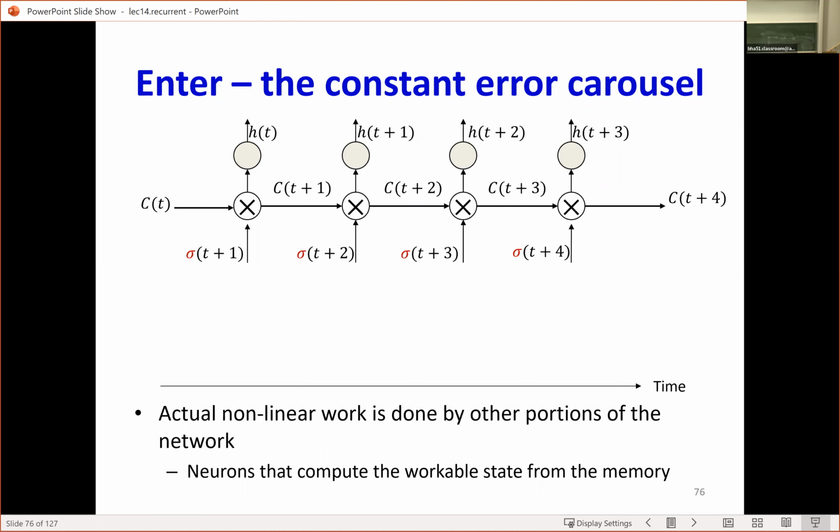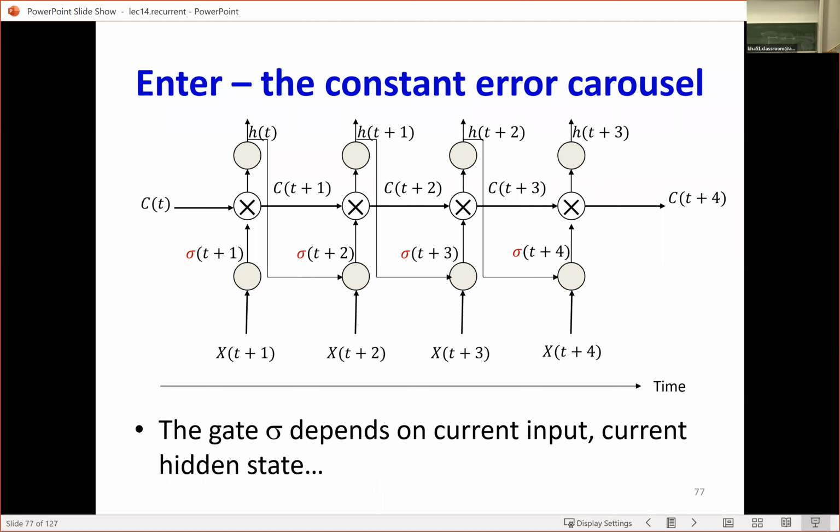Now, it's not enough to have this. You need to be performing nonlinear tasks. So this memory is going to be acted upon. The memory is a separate structure that carries information about the past, and then additional nonlinear operations on what is in memory are going to be performed by other components of the network, neurons that compute some workable state from the memory. What is the network itself going to be triggered by? That gate which modifies the content of the memory.